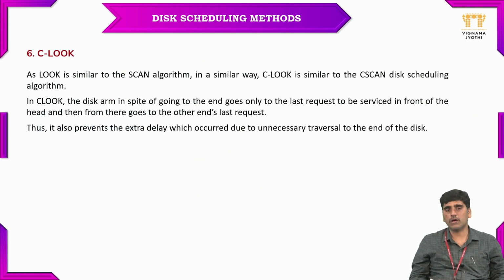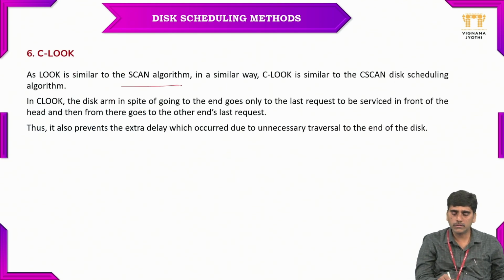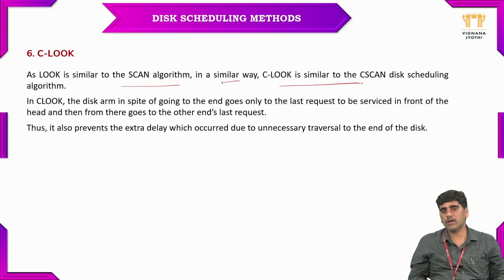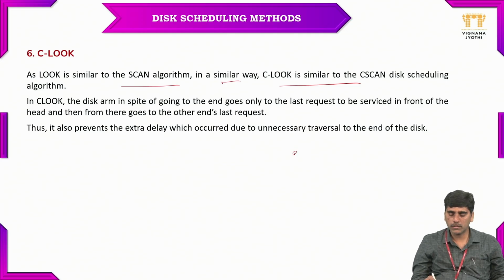We'll see the C-LOOK algorithm. So LOOK is similar to the SCAN algorithm, and in a similar way C-LOOK is similar to the C-SCAN algorithm. So how does C-SCAN work? It starts from the disk position to the end of the disk, after that taking the reverse direction. So that is the SCAN algorithm.